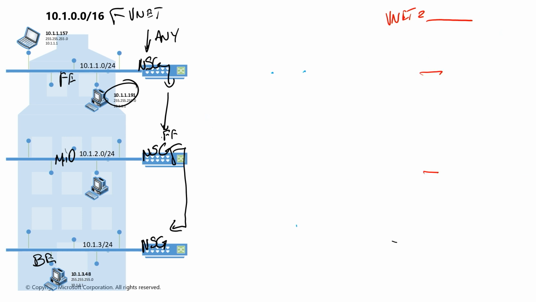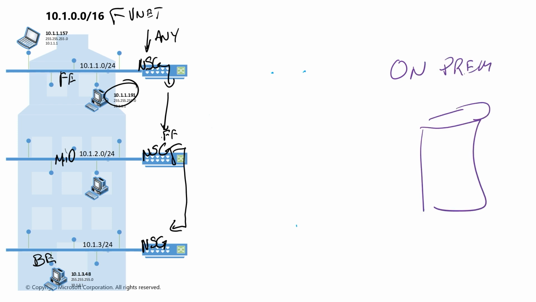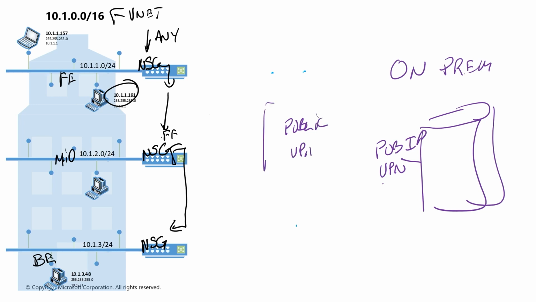Now, if I just back this up a bit, now let's not say that this is Azure to Azure. We're going to come from your on-premises network. So I want to be able to communicate from my on-premises network to Azure. So I'm going to need a public IP address and some VPN device. I'm going to need a public IP address and a VPN.